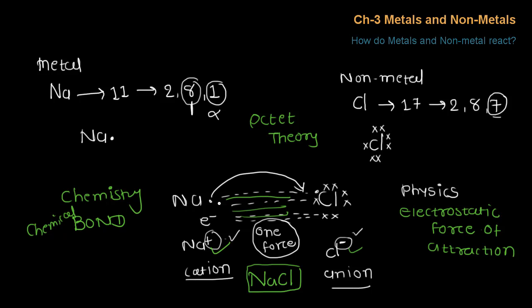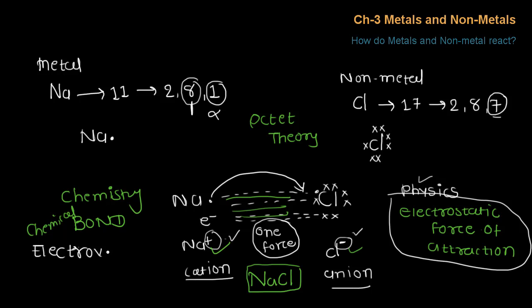This chemical bond has a special name. In physics, it is the electrostatic force of attraction. So the chemical bond has a special name in chemistry, and by this name, it gets the name electrovalent bond. There is another name for this bond. We'll call it ionic bond.